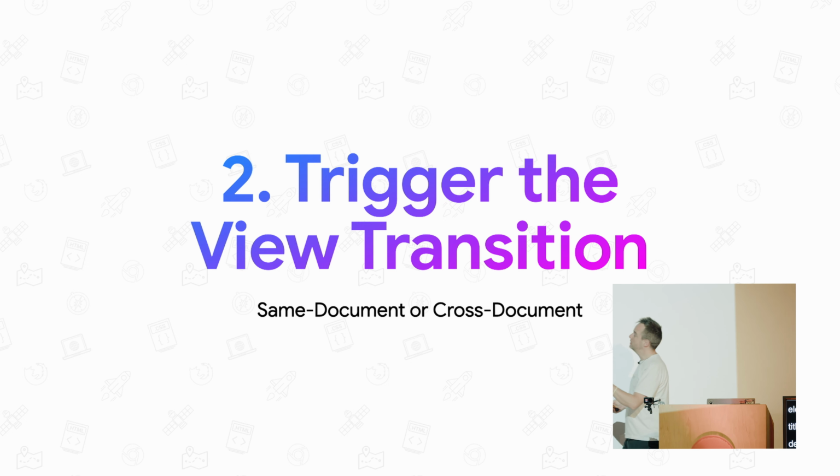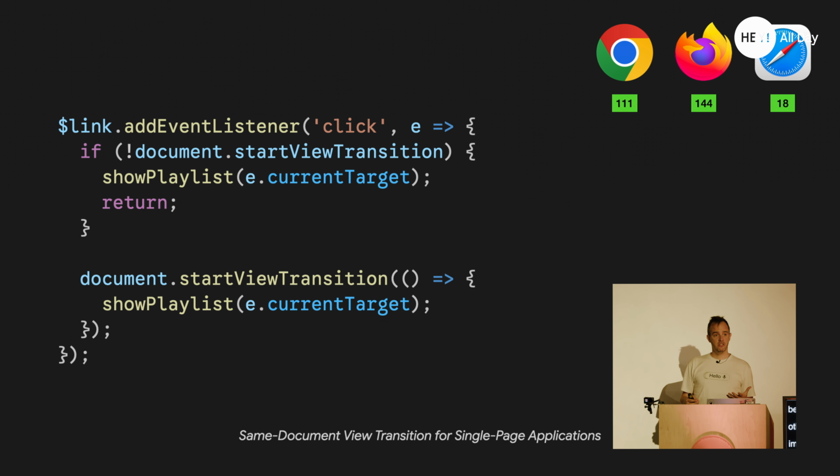The second thing that we need to do is we need to trigger the view transition. And there's 2 ways to do that because we have same-document view transitions and cross-document view transitions. Same-document view transitions is when the page itself remains the same. So you're building an SPA basically because you're using JavaScript to update the DOM. And this is the piece of code for it.